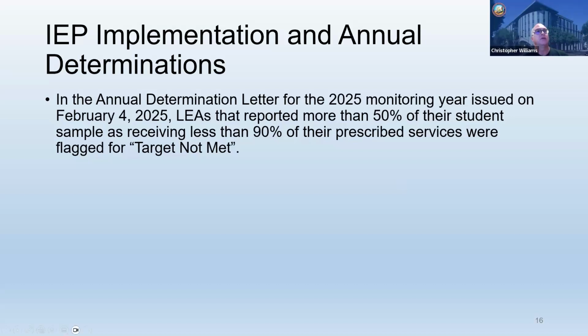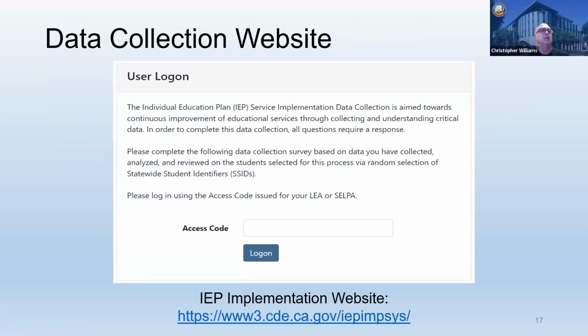Thanks, Brandy. Thanks for that wonderful explanation. I really appreciate all that. So, as Brandy mentioned before, on May 1st, we will be pulling random samples and generating access codes for the IEP implementation data collection website. The first frame that you see here is the landing page for the IEP implementation website. This is where you would enter your LEA level access code or your SELPA level access code. On May 1st, we'll be sending this out to SELPA directors, so they will be responsible for distributing that to all of their LEA representatives accordingly.